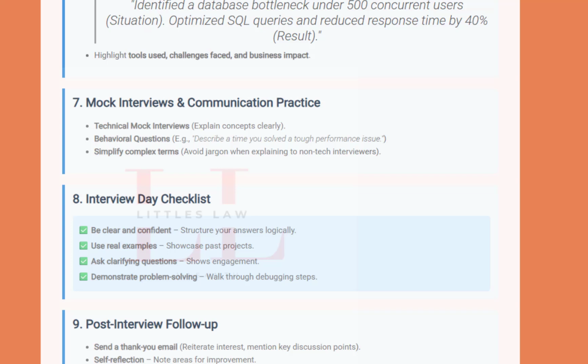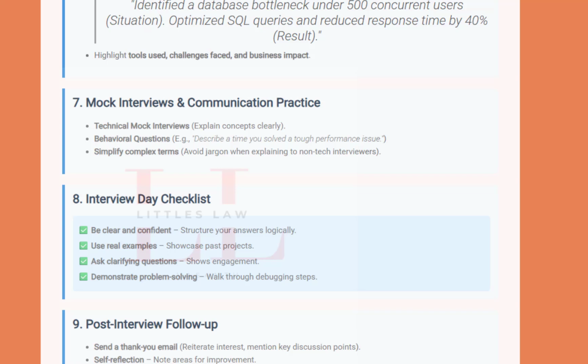And by engaging in mock interviews, refining your communication, and following your interview checklist, you will deliver very clear, confident, and compelling responses that highlight both your technical expertise and your value as a team member.